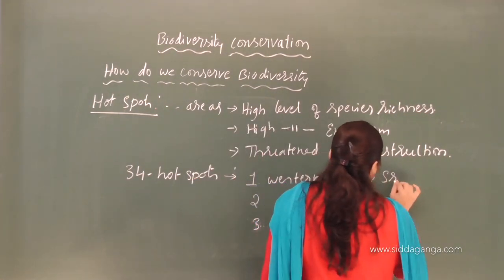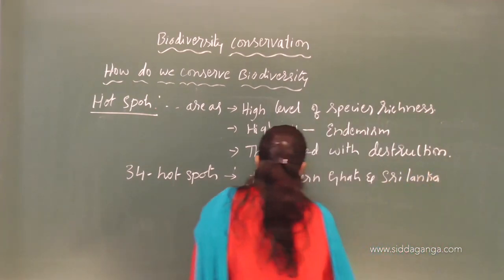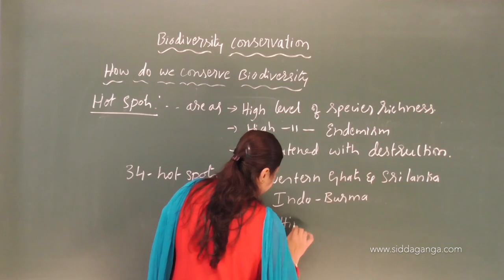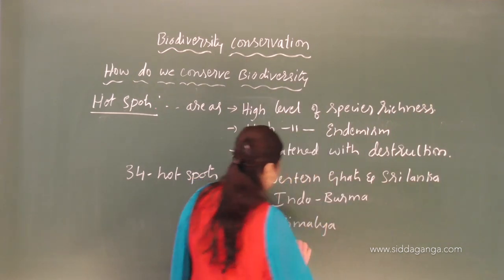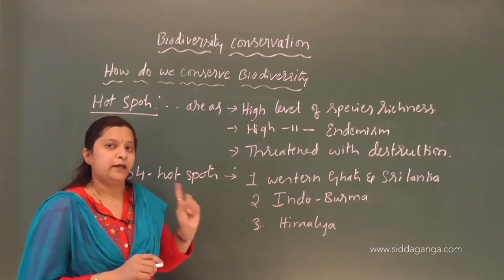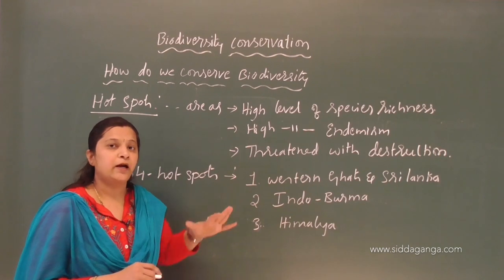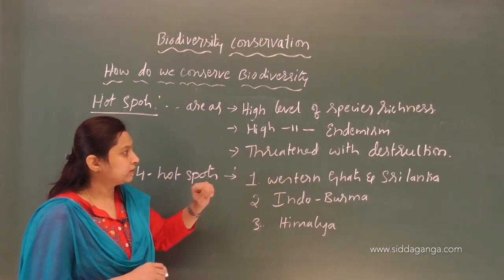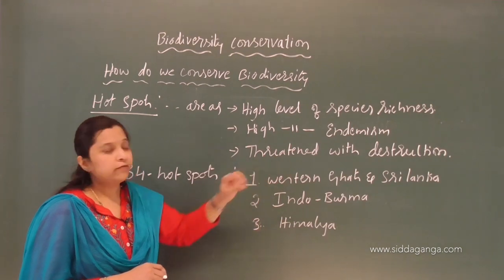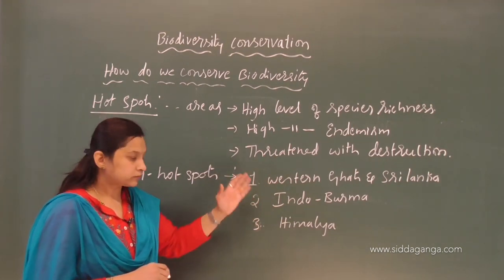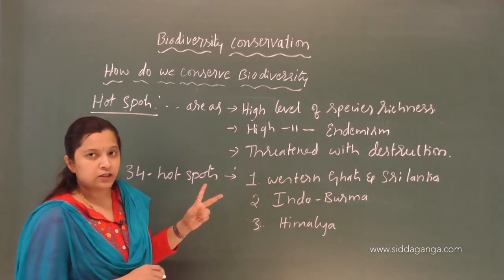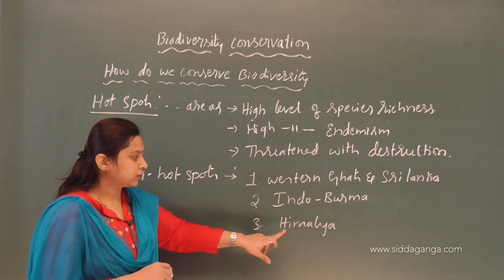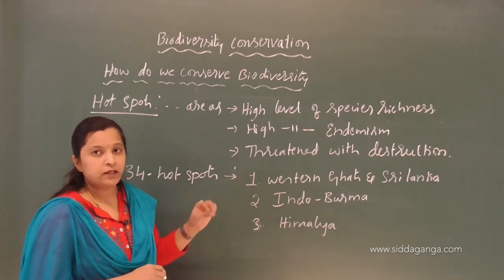Western Ghats and Sri Lanka, then Indo-Burma, and the Himalayan region. These are the three hotspots in India. These areas are identified as hotspots because of their high level of species richness, high degree of endemism, and because they are threatened with destruction by human beings. The first is the Western Ghats and Sri Lanka, the second is Indo-Burma, and the third is the Himalayan region. So name the three hotspots in India.